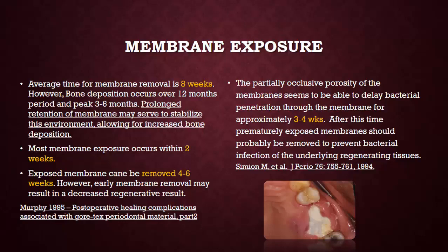So what is the best time to remove the membrane when we do the ridge augmentation? The average time for membrane removal is 8 weeks. However, bone deposition occurs over a 12 month period and peaks between 3 to 6 months. Prolonged retention of the membrane may serve to stabilize this environment, allowing for increased bone deposition. And most membrane exposure occurs within 2 weeks. The exposed membrane can be removed between 4 to 6 weeks. However, early membrane removal may result in decreased regenerative results according to the Murphy study in 1995.